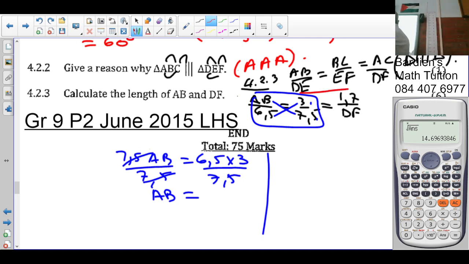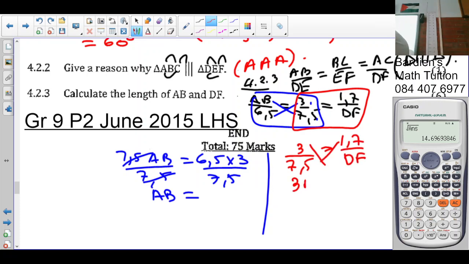On the other hand, we're going to say those two equal. So it's 3 over 7.5 equals 1.7 over DF. Cross multiply. So it's 3 DF equals 1.7 times 7.5. Divided by 3. So DF is equal to what here?